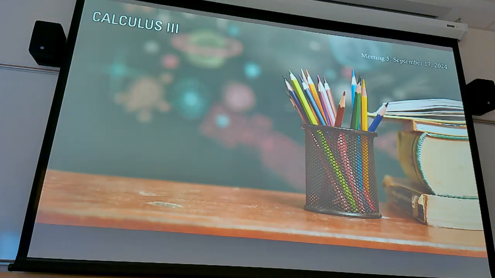Today, we're looking at two things. Surfaces in space, which I'm not going to do any problems on. And what is, in my opinion, the most important topic for when we move on to multiple integration: cylindrical and spherical coordinate systems.